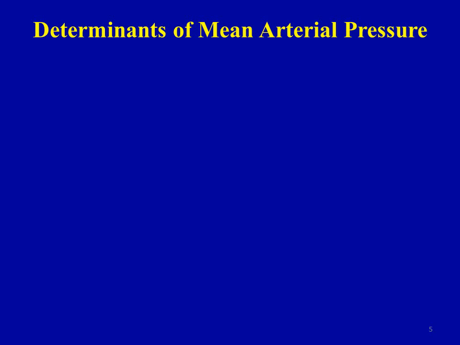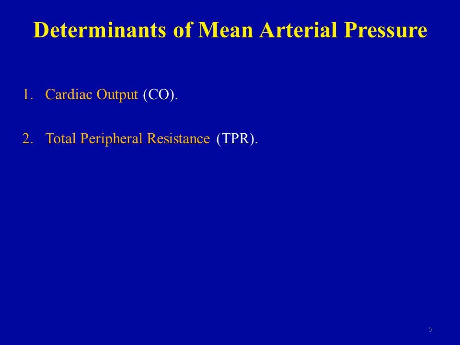Now, what are the determinants of the mean arterial pressure, or what are the factors on which the mean arterial pressure depends? The first factor is the cardiac output. The mean arterial pressure depends to a great extent on the cardiac output. The second factor is the total peripheral resistance, or TPR, because we know very well that the mean arterial pressure equation is the product of cardiac output and total peripheral resistance.